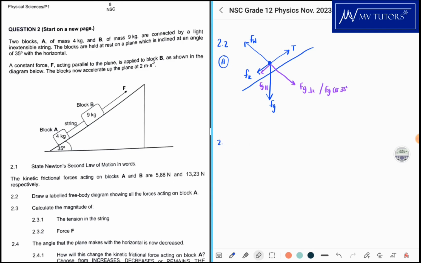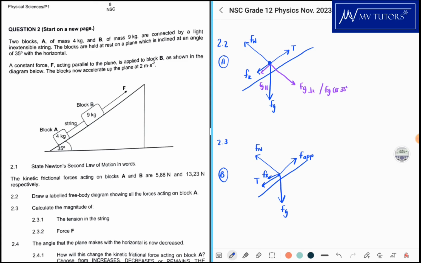2.3, let's put in the free body diagram. We're going to need it, right? So for B, I'm just going to put it there. All right, so we have the force of gravity going down. We have our normal force. We have our applied force. We have the tension in the string. Okay, it's not exactly parallel, this applied force, but you get it. We also have the friction force. All right. Are we missing anything?